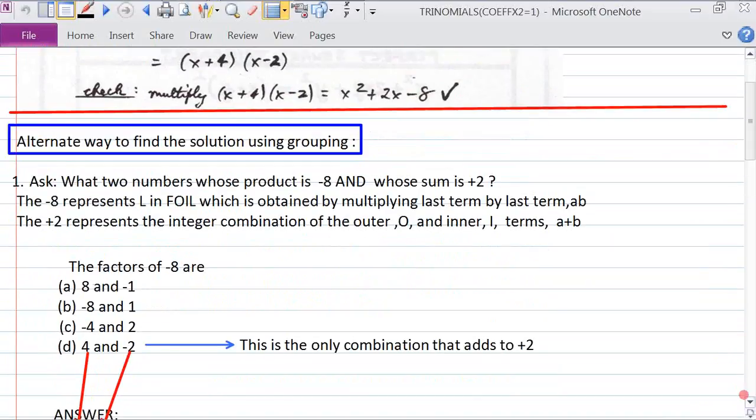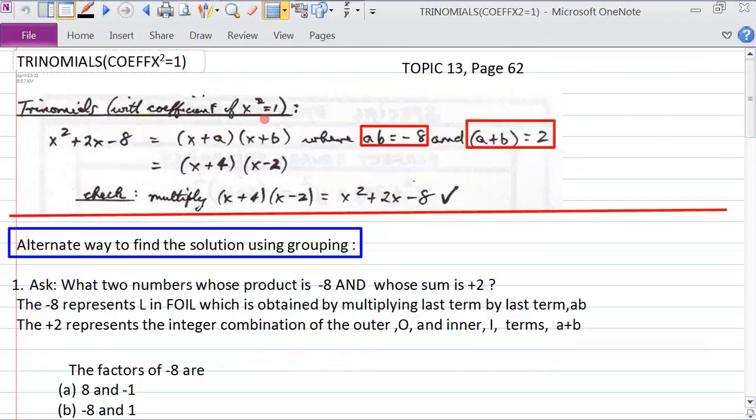And there's another way we can do it, which is longer, but we may find this useful in more complicated problems. So, an alternate way to find the solution using grouping. We ask what two numbers have a product of minus 8 and a sum of plus 2. Well, we just did that. Minus 8, just to go over, represents L in FOIL, which is combined by multiplying the last term by the last term, ab, in the previous problem. So we know that if we go up here, a times b gives us minus 8.